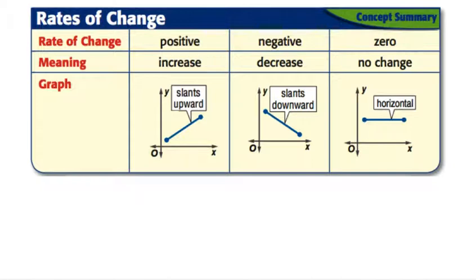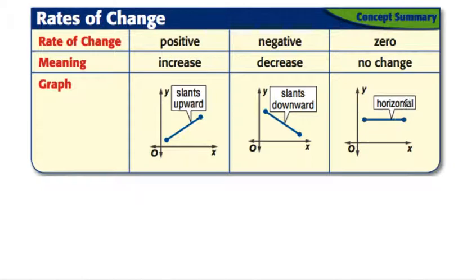Rates of change can be positive, they can be negative, or they can be constant. A positive rate of change slants upward. You can think of it like the directions north, east, south, and west: it's a northeasterly direction. A negative change slants downward. So as time goes on, if time were on your x-axis, it goes downward. It's getting smaller. And a zero rate of change, or no change, is just a horizontal line.